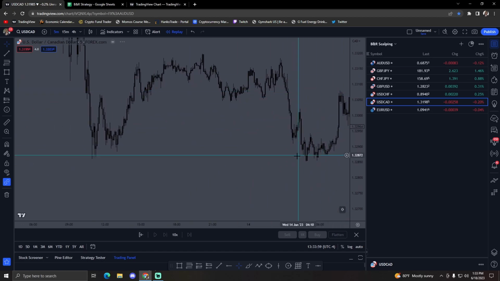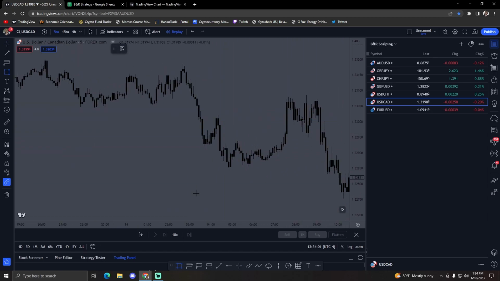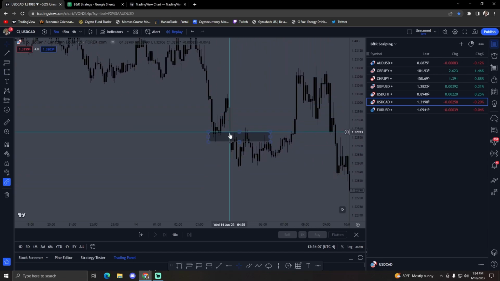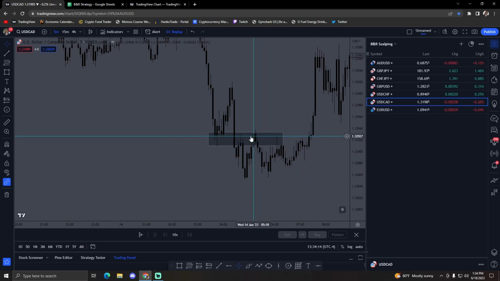Oh, I see it right here. Price was already in an established downtrend. I had this zone marked up right here. We see that price broke through the support and then turned into resistance. Price came back up into the zone.